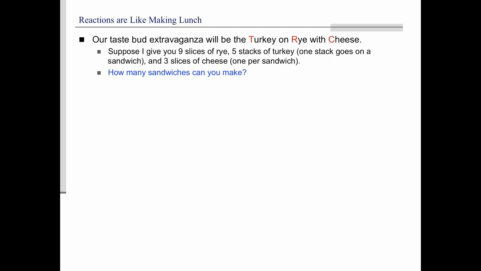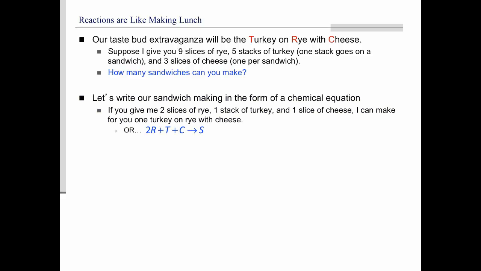So I'm sure almost immediately all of you said, well, I can make 3 sandwiches. And that's exactly right. You can make 3. You could identify that the limiting reactant in making your sandwiches was the cheese. So how did you do that? What in the world went on in your mind when you did it? Well, we need to now turn this whole making of a sandwich into a chemical-like problem so we can see a methodology.